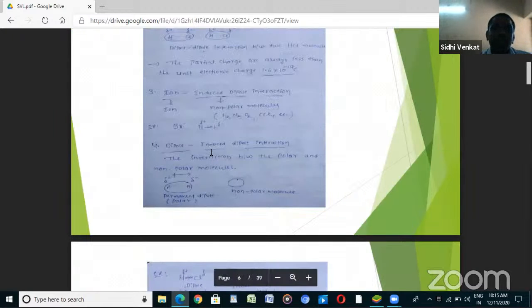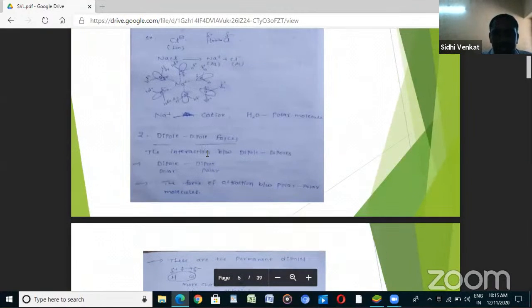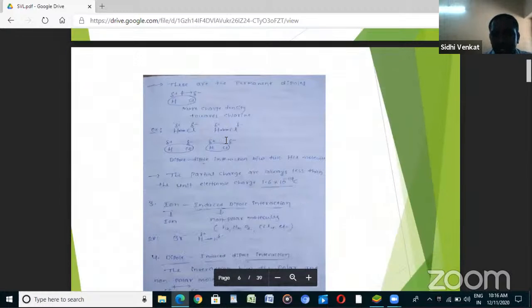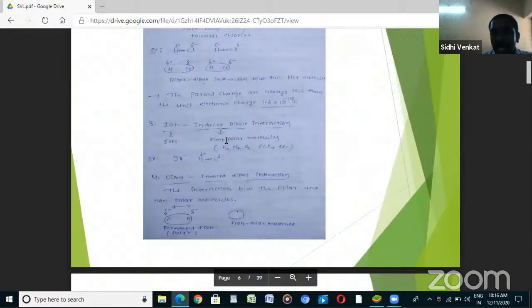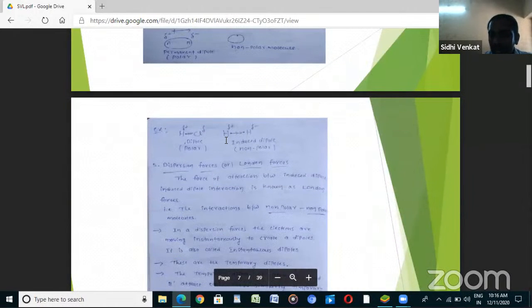What are the types of van der Waals forces? Van der Waals forces are of five types. What is the first one? Ion and dipole interaction. The second one is dipole forces. The third one is the ion induced dipole interaction. The fourth one is the dipole induced dipole interaction. And the last one, what is the fifth one? Dispersion forces or London forces. These intermolecular forces are the types of van der Waals forces. Okay, can you understand, students?